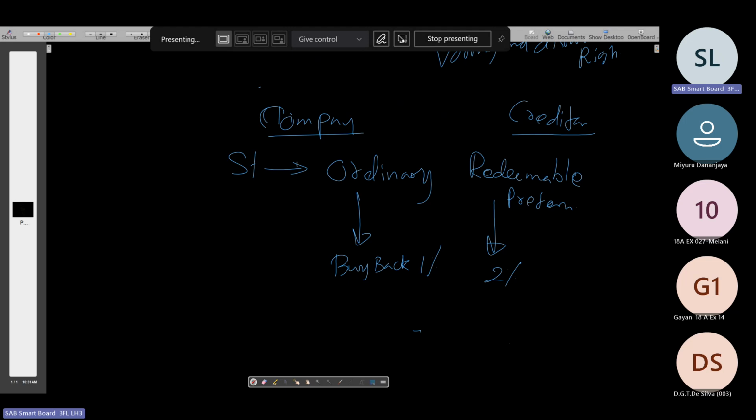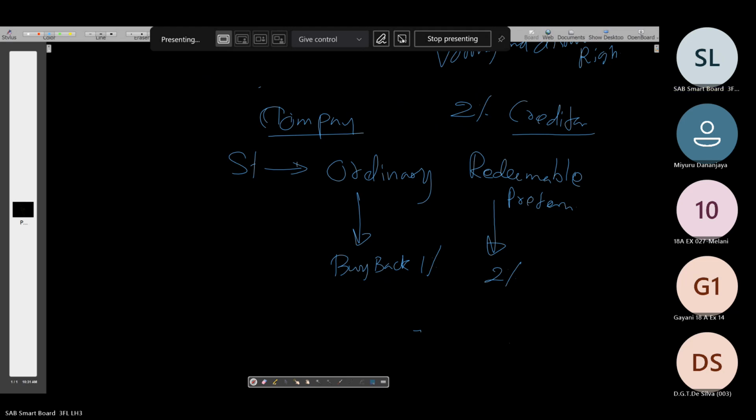Then the contract made with the creditor is not to reduce its stated capital by 2%, not to redeem by 2%, without having the consent of the creditor.